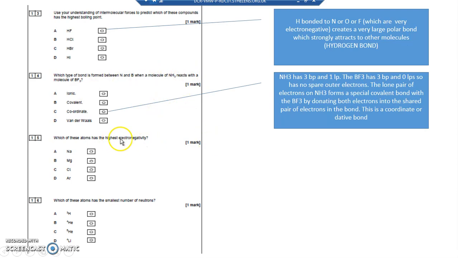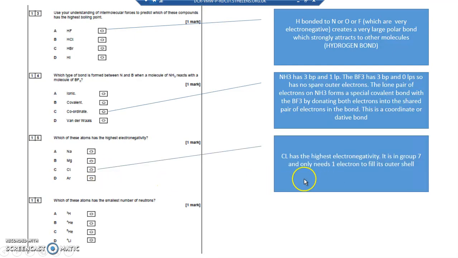Which of these atoms has the highest electronegativity? Well, I'm just looking down the list. You've got sodium and magnesium in group 1 and group 2 respectively, wanting to lose 1 electron and lose 2 electrons. Argon is in group 0, group 8, it's got a full outer shell, doesn't want to lose or gain any. Chlorine's in group 7, wants to gain 1 electron. So electronegativity is the power to withdraw electrons towards itself. So your answer is C. It wants to gain 1 electron, with it being in group 7, only needing 1 electron to fill its outer shell.